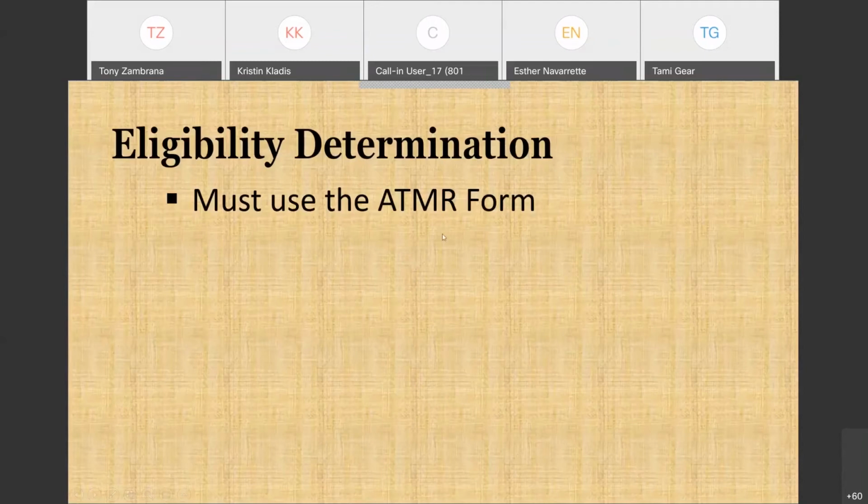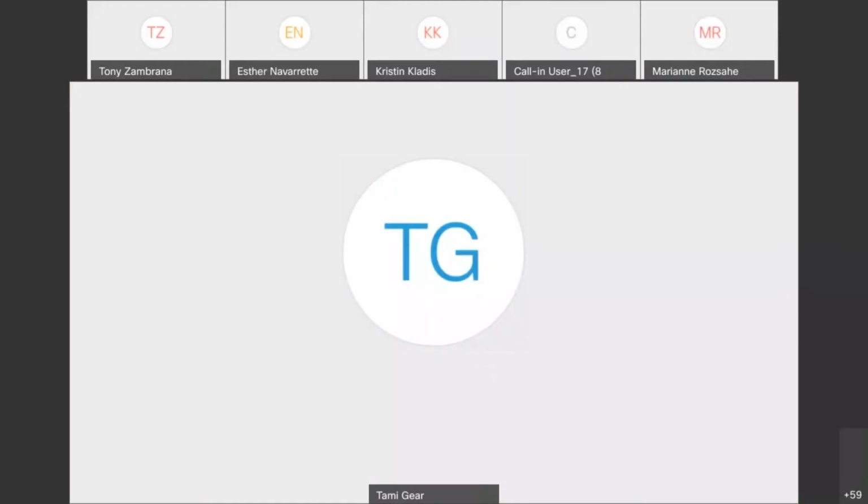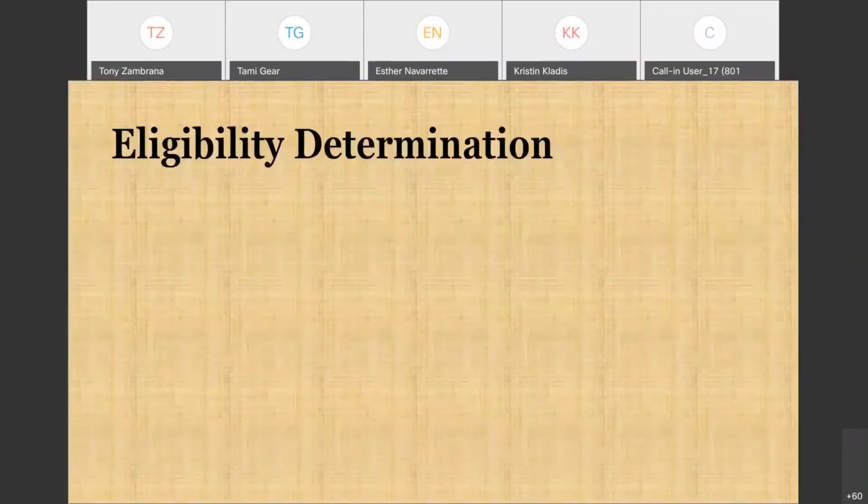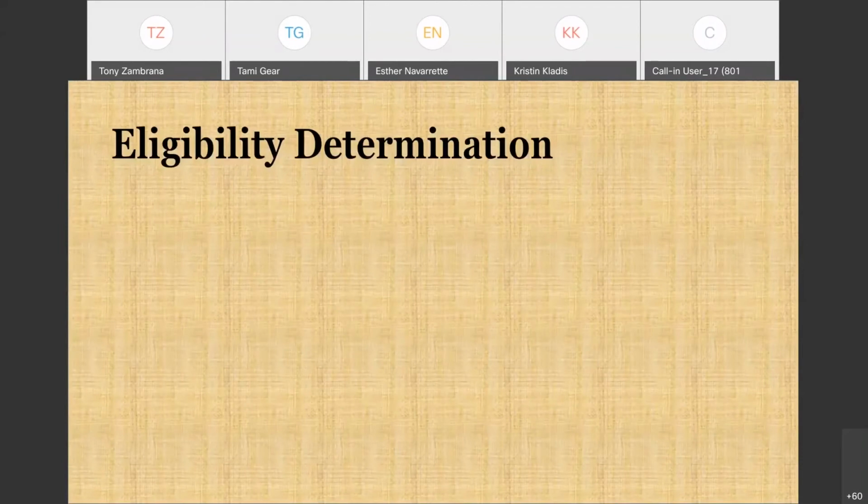And Tammy, do you want to share your screen, or do you want me just to keep it on mine and then click on it when you're ready? I'm going to share mine. Okay. So hold on. Okay, can everyone see this okay? Yep, I can. All right.